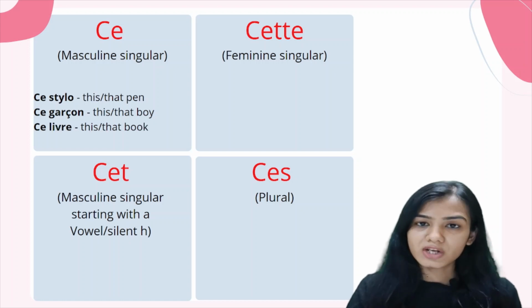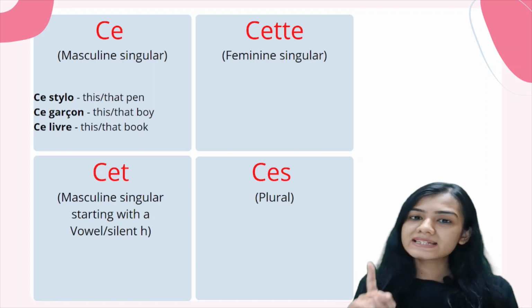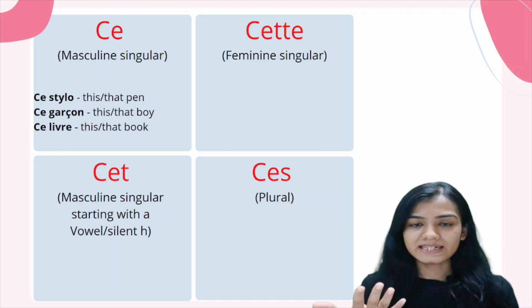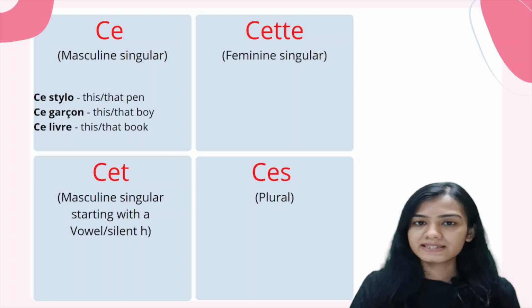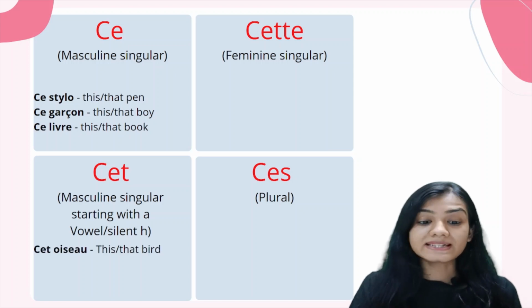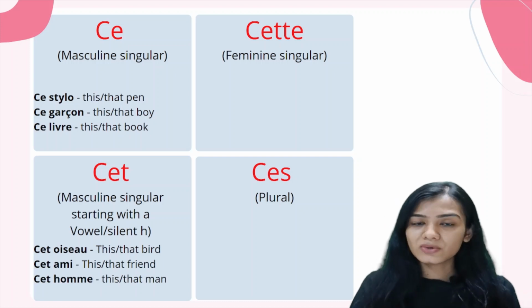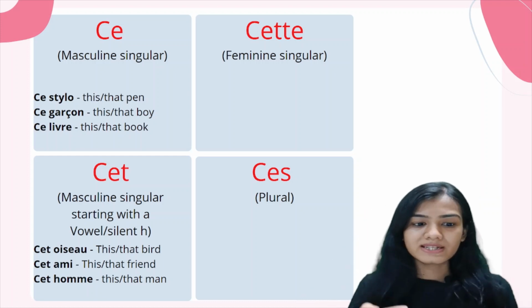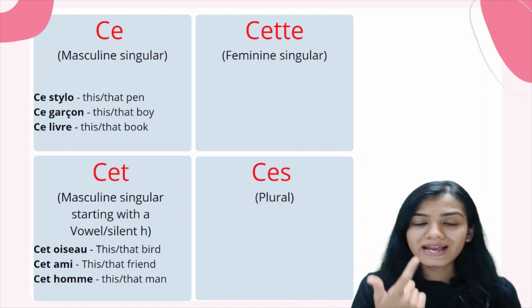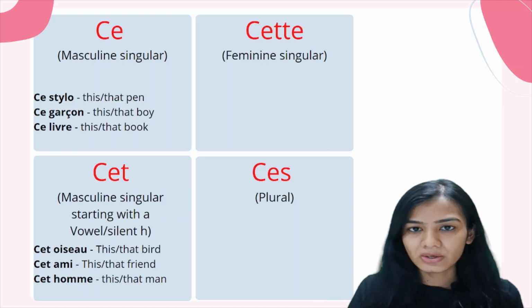Alright? So now, whenever we are going to talk about something that is masculine and singular, but it is starting with either a vowel or a silent H, in that case we are going to use the demonstrative adjective CET. C-E-T. CET. Cet oiseau, that is this bird or that bird. Cet ami, this friend or that friend. Cet homme, this or that man. Alright, so the 3 of these are starting with a vowel O, A, and in case of H it is starting with a silent H, and thus we are going to use CET along with that.